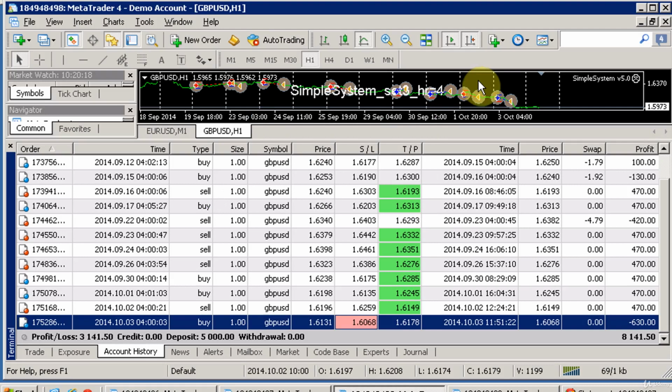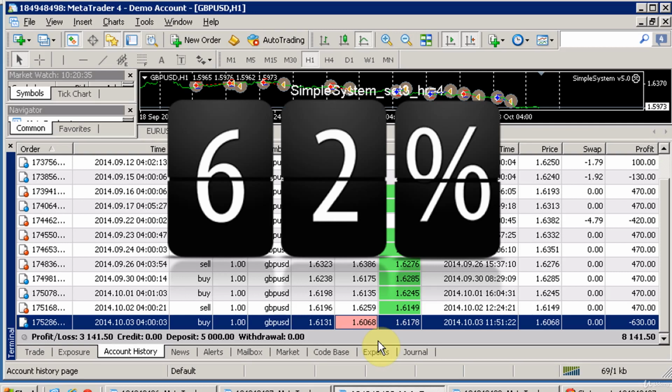But going back to our set, as you can see, this set yielded $3,141.50 of pure profit from a deposit of $5,000 in the space of 4 weeks. So that's 62% profit in 4 weeks. It's incredible. It's unbelievable. It's something that you don't see often.